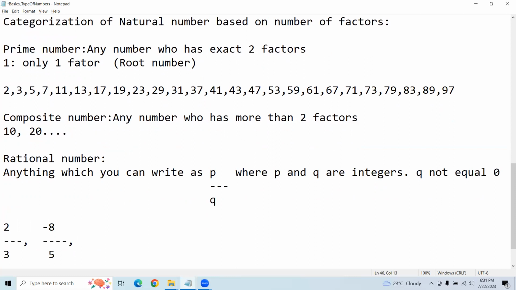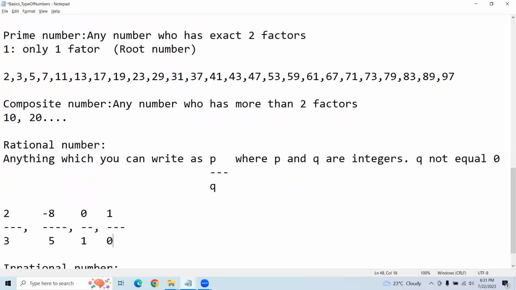I can write 0. When I say 0, it is nothing but 0 upon 1. So this is also a rational number. 0 is P. P can be 0. Q cannot be 0. If I put it like 1 upon 0, that will go as not defined, and this Q is 0. So this is not a rational number.